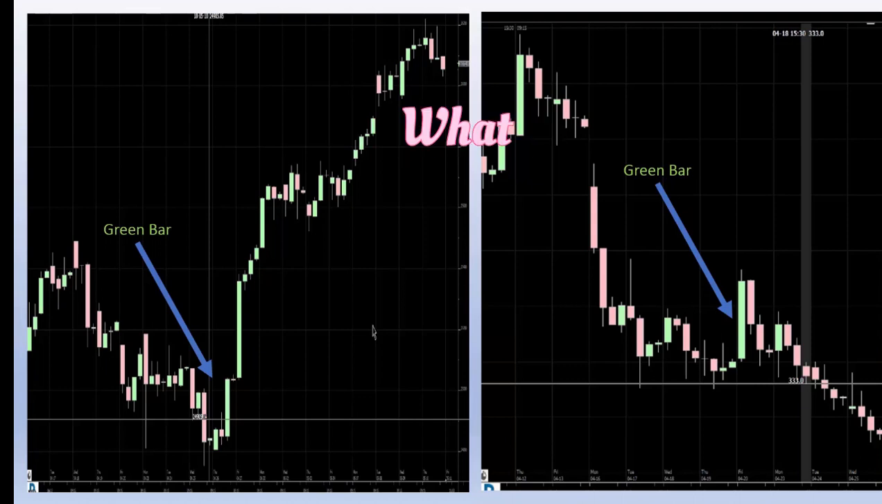What happened? What changed? When we were looking at that single green bar at the end of that chart in the previous slide, the green bar was almost identical, yet the chart on the left is moving upwards and the chart on the right is moving downwards. At this point of time, if you were to make a trade out of it, you would have won.